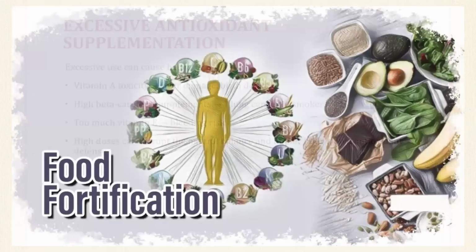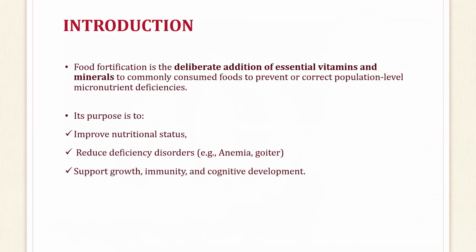The next topic is food fortification. So, food fortification is defined as the deliberate addition of essential vitamins and minerals to commonly consumed food to prevent or correct population-level micronutrient deficiency. Its purpose is to improve nutritional status, reduce deficiency disorders like anemia and goiter, and support growth, immunity, and cognitive development.